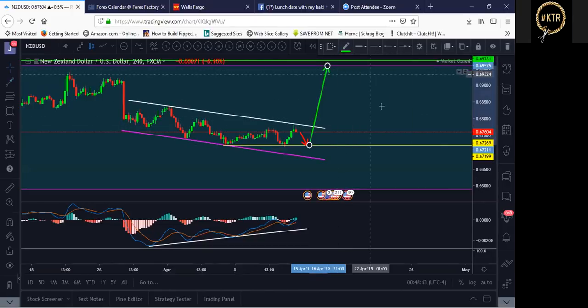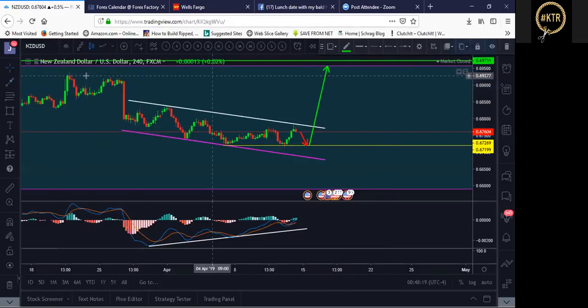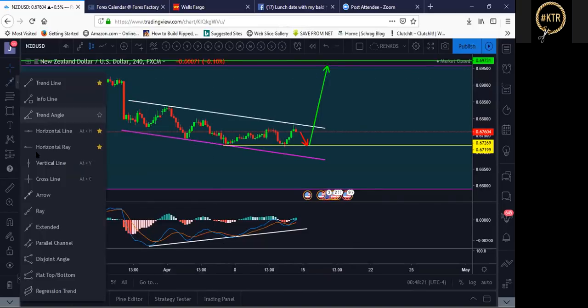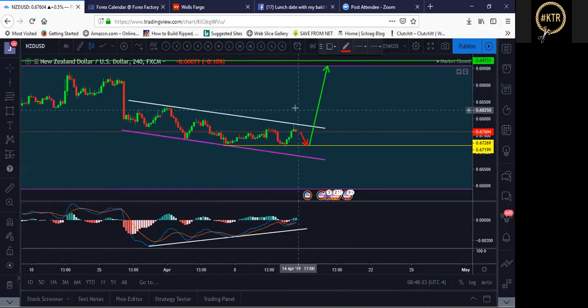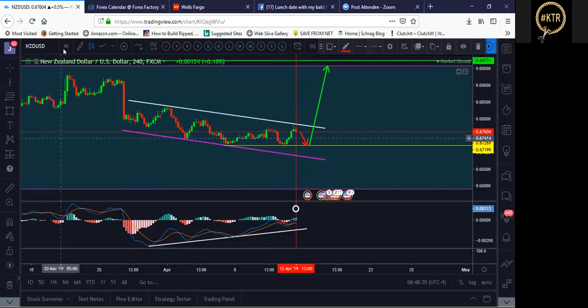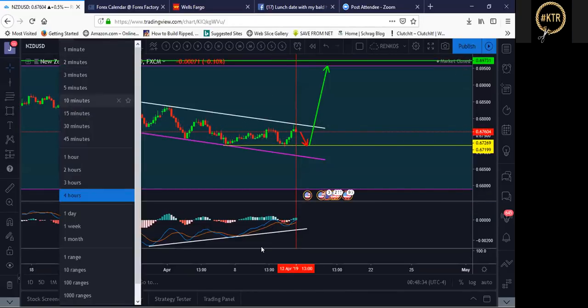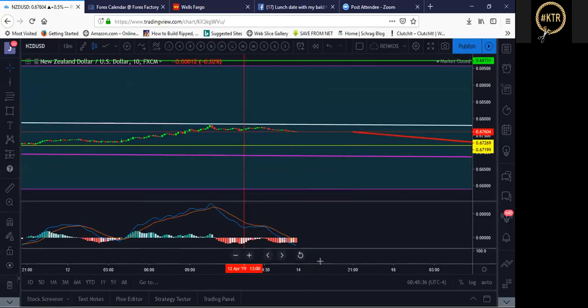And that shows you how powerful divergence is. So that's what I'm going to be looking for, and we see that on the 4 hour. I'm going to go ahead and mark this area. I'm going to set me an alert. I'm going to go down to my 10-minute and see where I'm at.